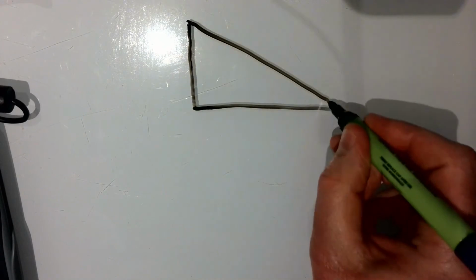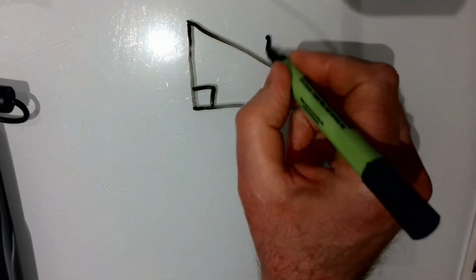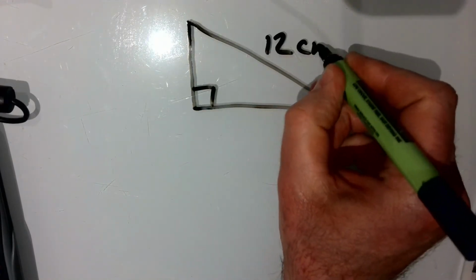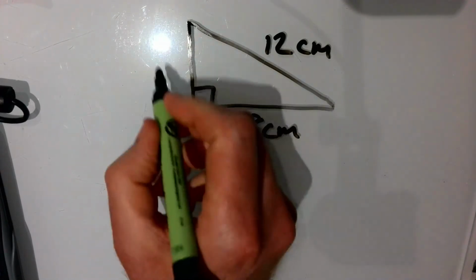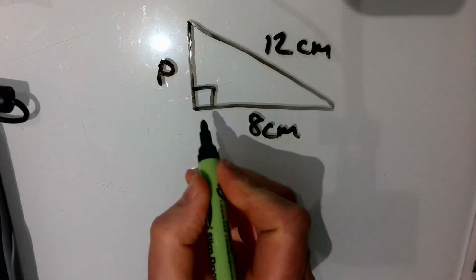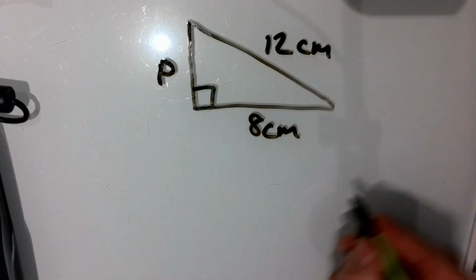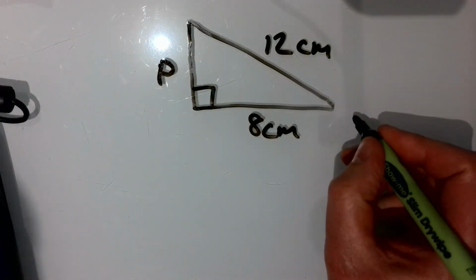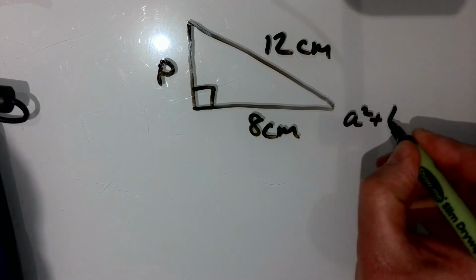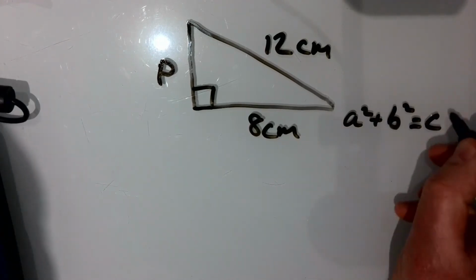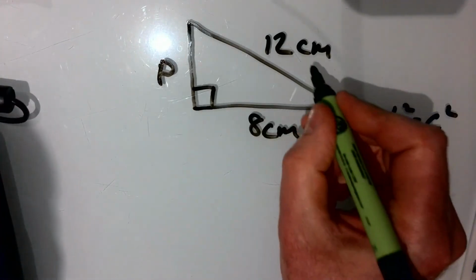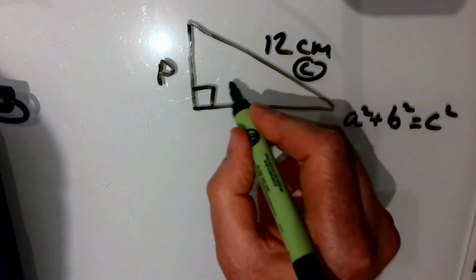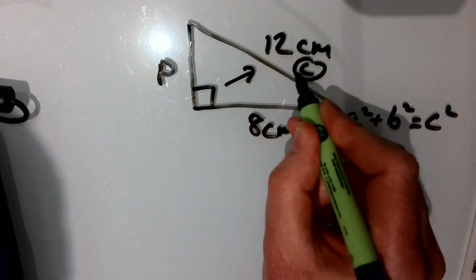Right angle triangle. This is 12 centimeters. This is 8 centimeters, and let's call this one P. We're trying to work out the length of this side here. Pythagoras theorem states that a squared plus b squared equals c squared. We need to label our sides, of course. C has to be the longest one, the one opposite the right angle.